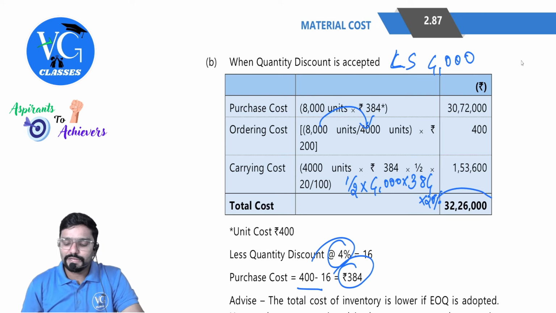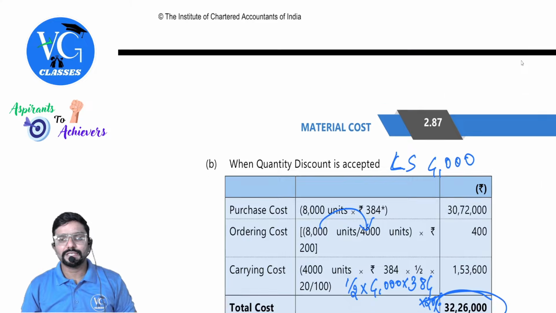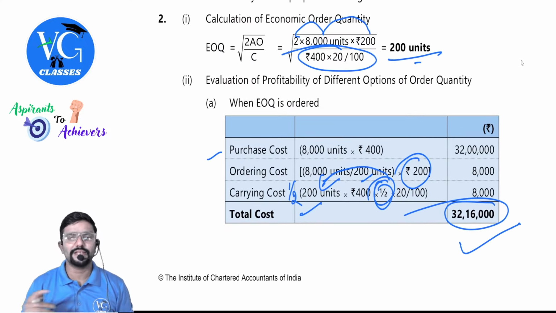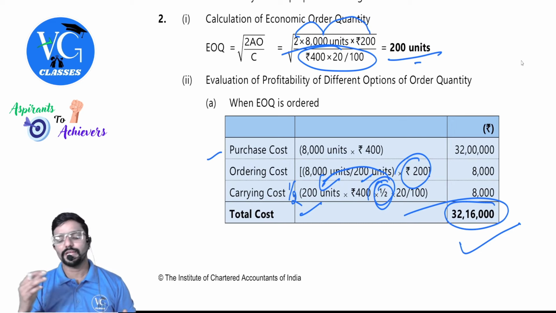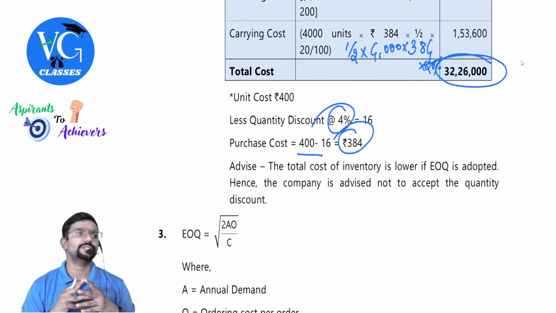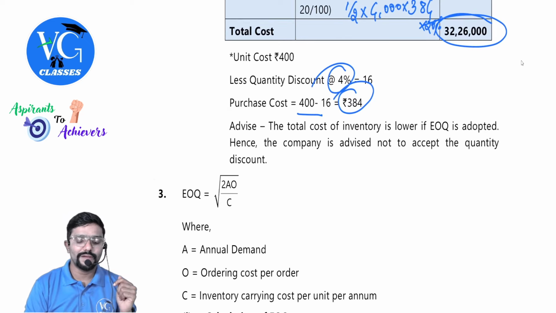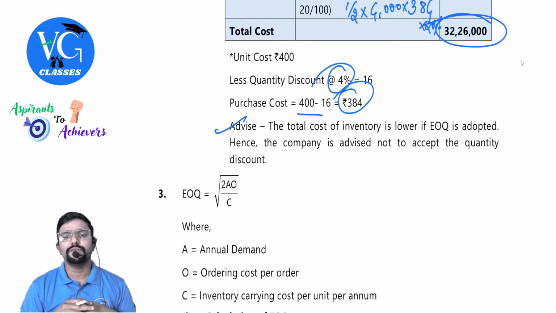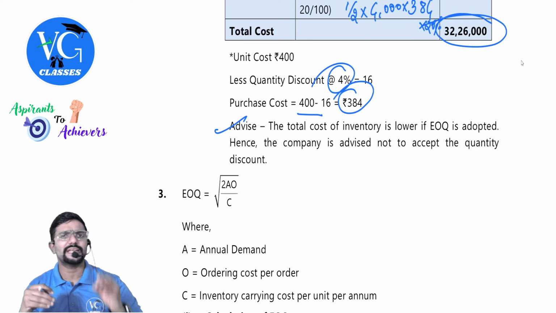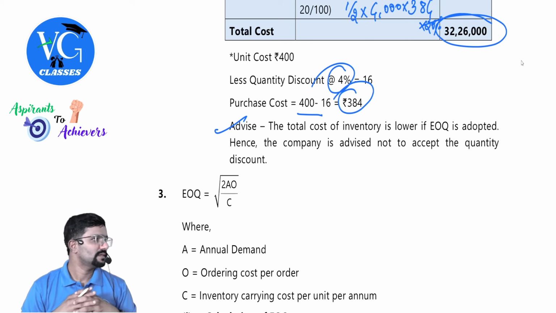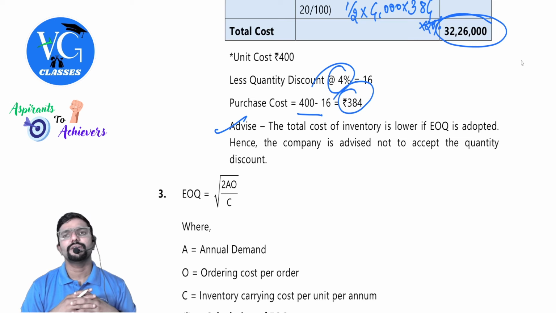Now here, what is the cost? 32 lakh 26,000. And here it is 32 lakh 16,000. Which is better, sir? EOQ only. Why? We will save a cost of 10,000. So, advice: the total cost of inventory is lower if EOQ is adopted. Hence, the company is advised not to accept the quantity discount. You can continue and write, as it results in a cost saving of rupees 10,000.